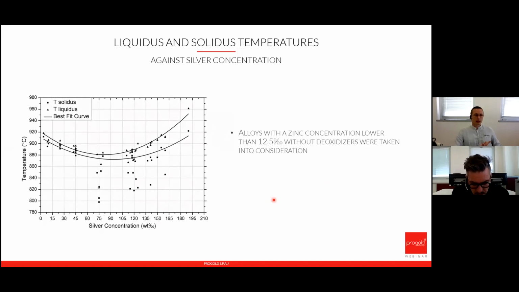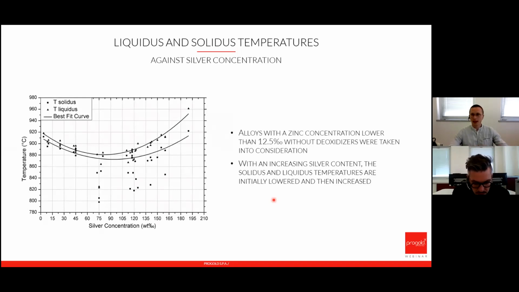Okay, the description of the experimental and technical part is concluded, so we are coming to the outcome of this project. So basically the results we obtained. Let's start from the LIQUIDUS and SOLIDUS temperature, very important. They are represented by the interpolation curves you can see. So the upper curve is the LIQUIDUS temperature, and the lower curve is the SOLIDUS temperature against the silver concentration expressed in parts per thousand.